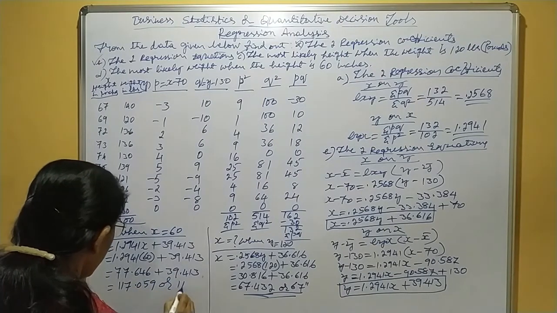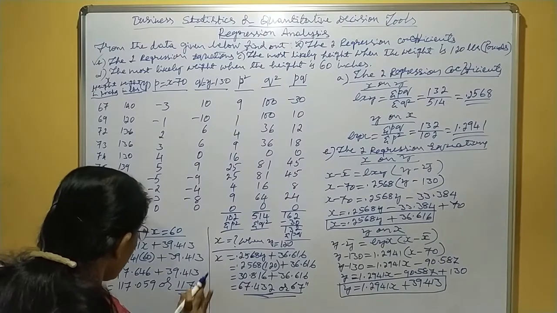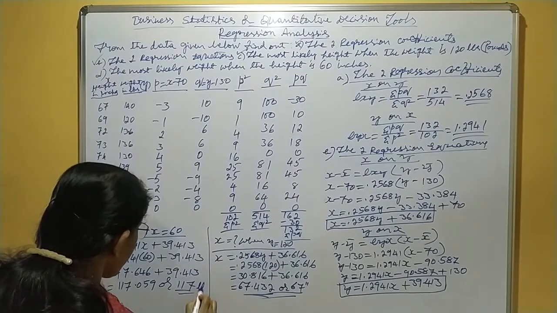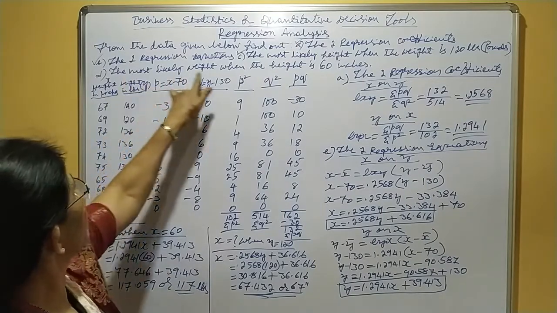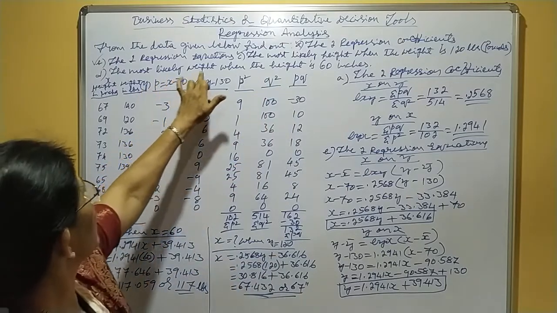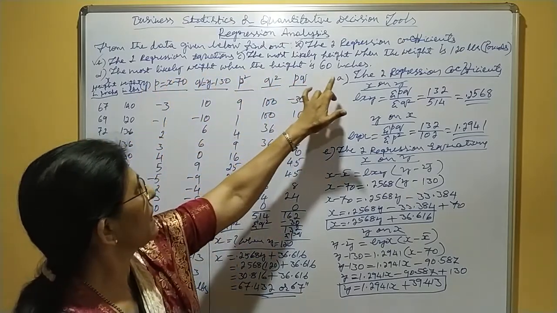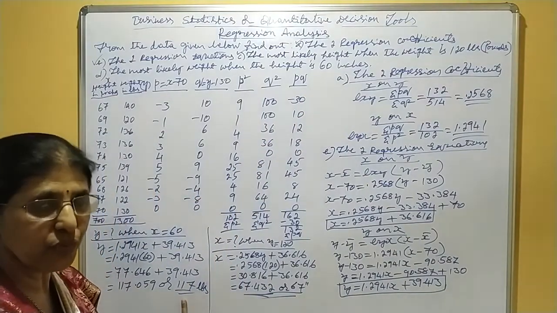117.059, or you may take 117 pounds. 117 pounds, lbs, or you may write pounds. Here the question is the most likely weight when the height is 60 inches. We have to write the most likely weight when the height is 60 inches is 117 pounds.